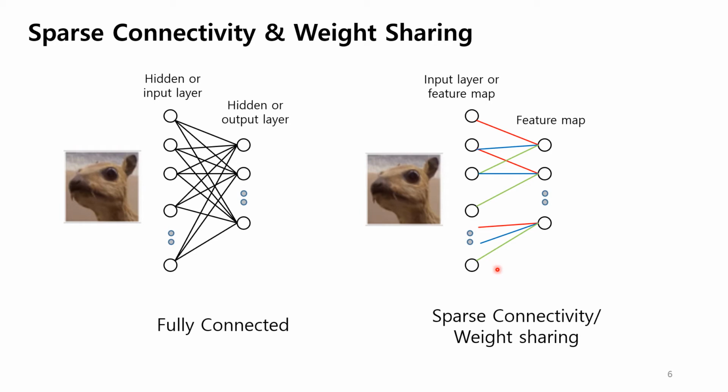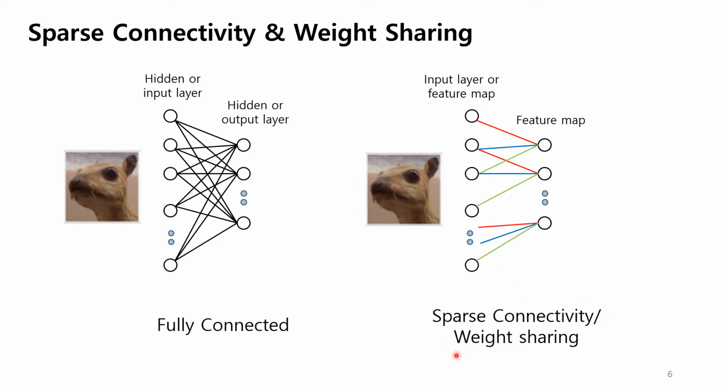So this is called sparse connectivity. This is the opposite of fully connected. In fully connected, every node is connected to every node in the other layer. In sparse connectivity, this node is connected to a small portion of another layer, in this case the input image. That's sparse connectivity.